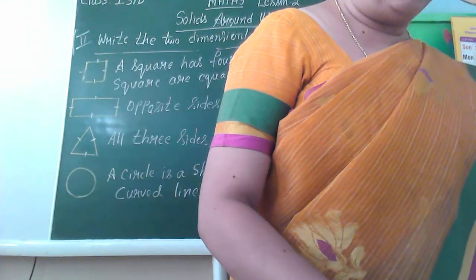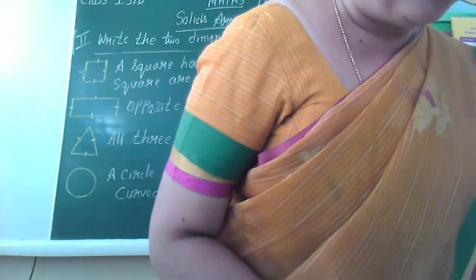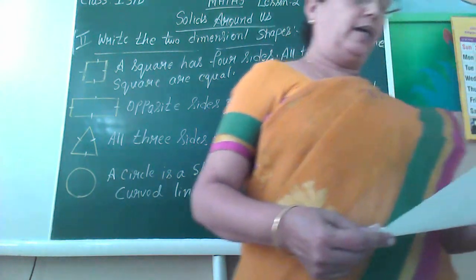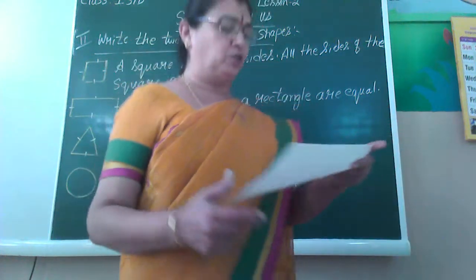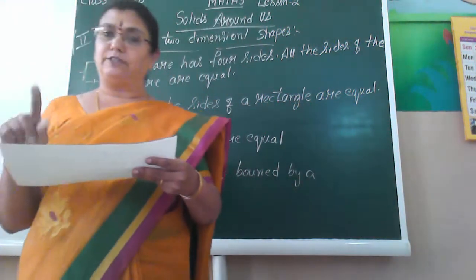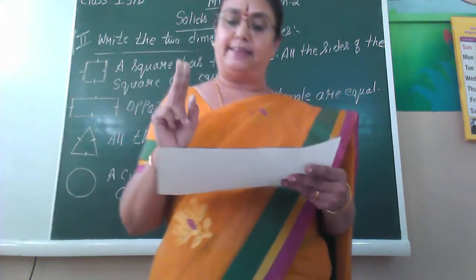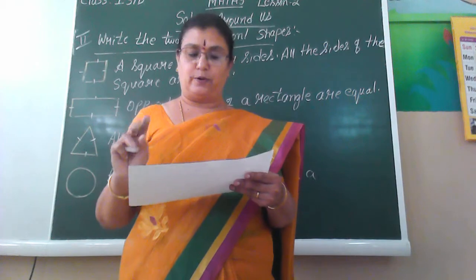I'll teach you one more, zero. What is zero, children? That also I'll teach you. Look at the pictures about zero. Fill in the blank with a suitable word. There is no one, there is nothing. These terms are represented by zero.